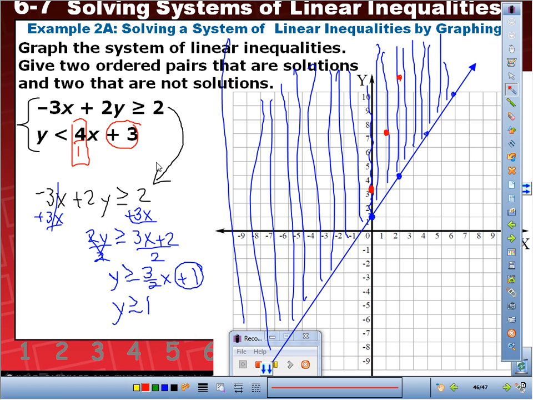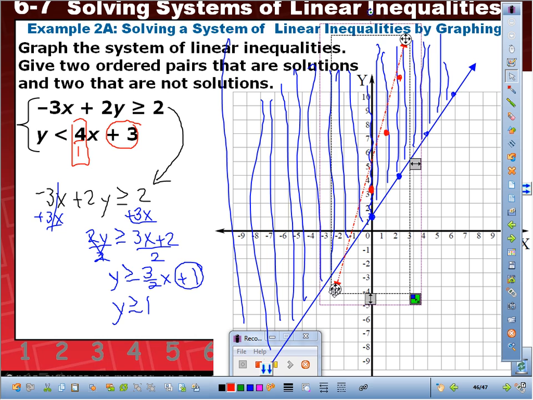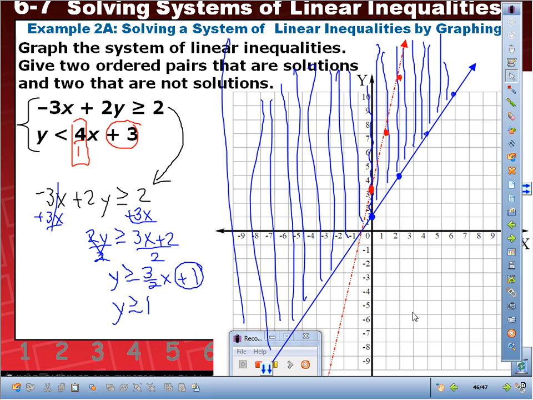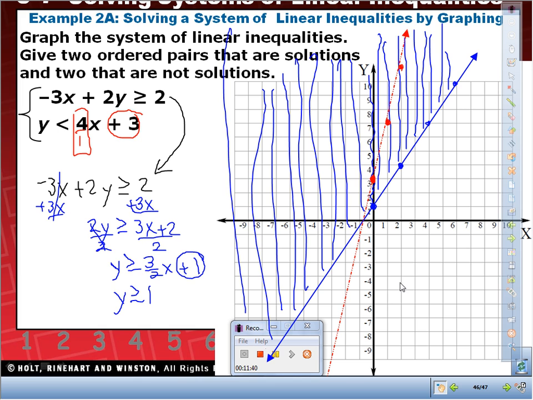Before I graph my line, though, I look at the inequality symbol. What kind of line am I graphing? A dashed line, because it doesn't have an equal sign. Is that correct? Yeah. All right, so then let's graph a dashed line. Make sure you extend it as much as you can. There it is. Okay. Let's shade it.